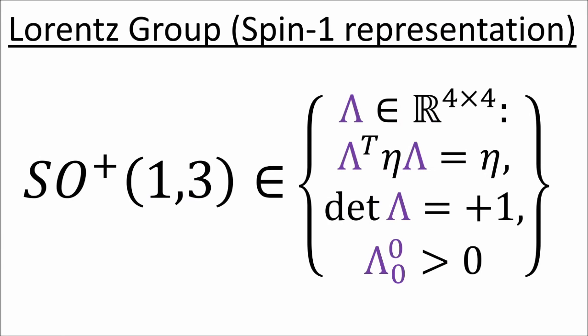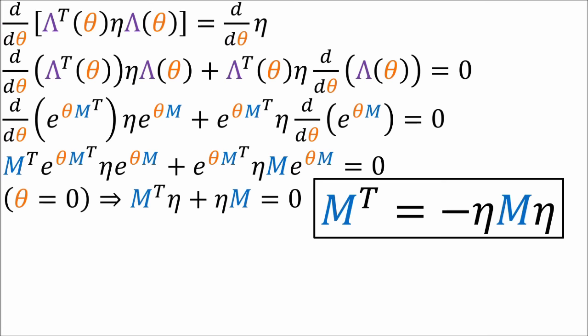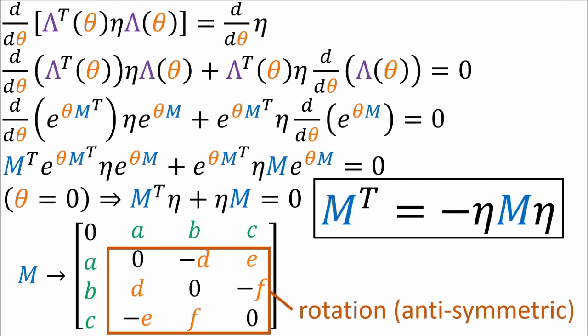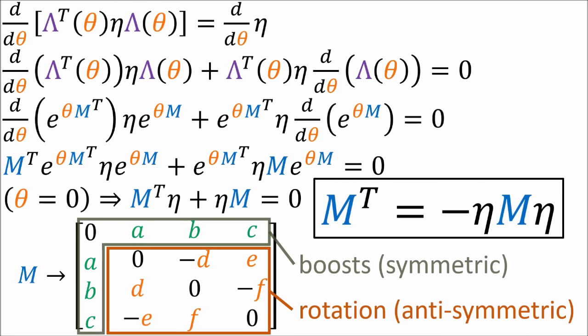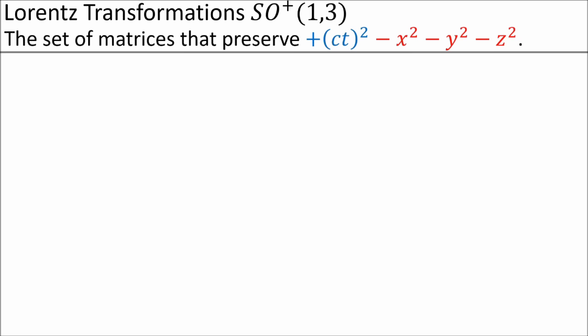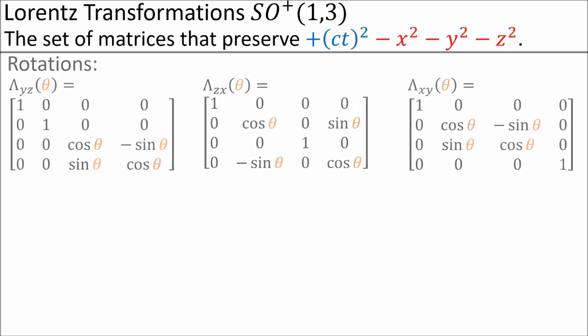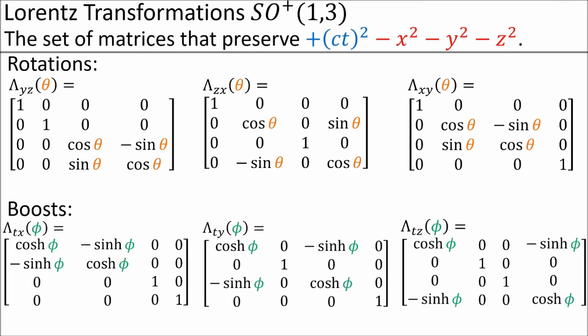So the standard representation of the SO+(1,3) Lie group is the set of 4x4 real matrices that leave the Minkowski metric invariant, have determinant 1, and whose upper left matrix entry is greater than 0. We find the generators of rotations are traceless and antisymmetric, and the generators of boosts are traceless and symmetric. There are 6 basic Lorentz matrices in 4D spacetime, 3 rotations, which exchange 2 space dimensions, and 3 boosts, which exchange 1 space and 1 time dimension.